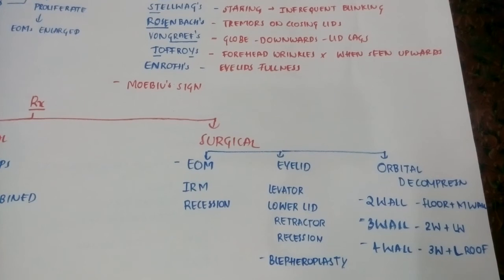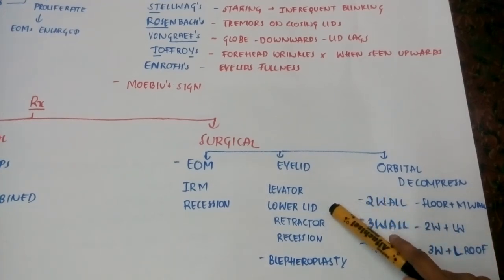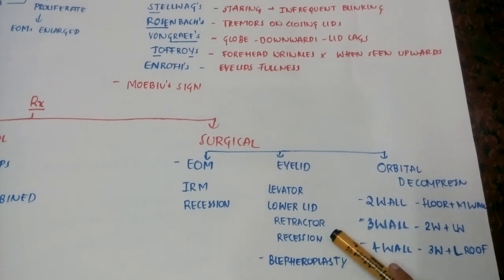Then coming to the eyelid: levator recession, lower lid retractor recession, and blepharoplasty. Blepharoplasty is removing the excess fat from the eyelids.